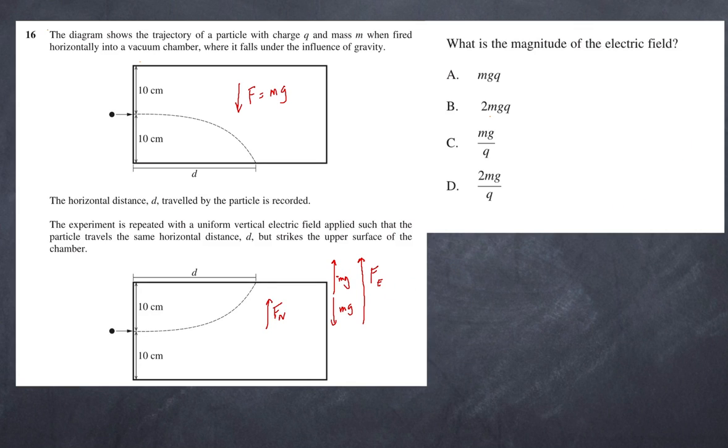Now, our force due to the electric field is going to be equal to EQ. So we want to know the electric field, so we say the electric field is equal to F over Q. But we now know that the force is twice mg. So we get 2mg over Q, and therefore the answer is D.